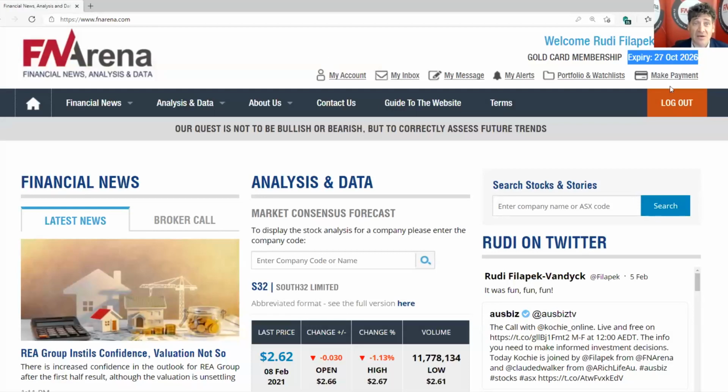Quite some handy tools here. Here's your account, which gives you more information, including your tax invoices. If you want to communicate with me or the team, this is the best place. It's the inbox or your messages. You can set your own alerts. You can set your portfolio, and you don't have to log out. You can make all your payments very well on that side here.